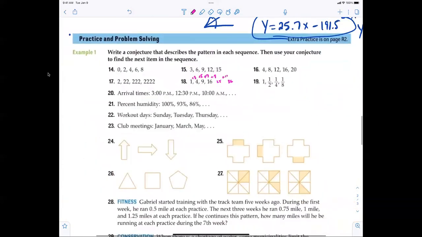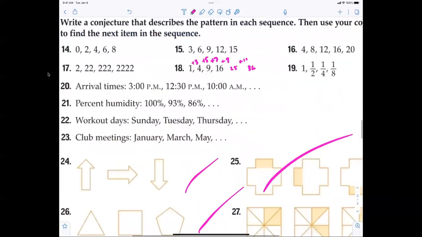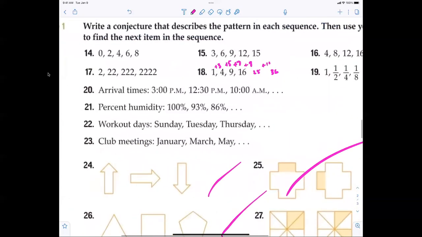Now, I'm never really going to ask you questions about these patterns. I don't care about those. You're never going to have to draw the next one, so what? Which one? 20. So what am I doing on 20? Oh, I know. Subtract what? 2:30. Yeah, 2 hours and 30 minutes, right? We're just decreasing by 2 hours and 30 minutes. Make sense now?